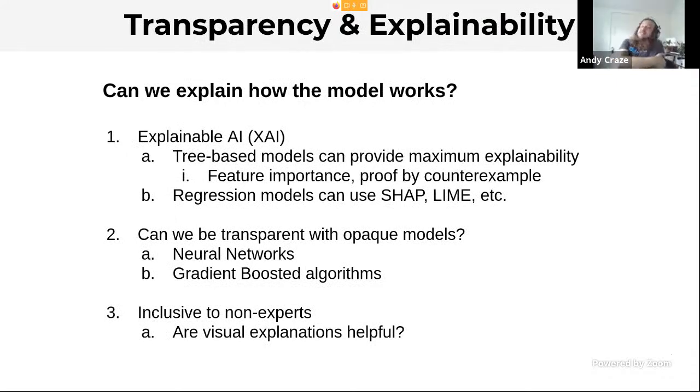Okay, transparency and explainability. This is a big one. One of our core values here at the Wikimedia Foundation is radical transparency. So I think we really need to be able to explain how our models work, or at least give a good faith explanation of how we think it works. There's a lot I can say about the whole subfield of XAI, or explainable AI, but that could be its own topic. But here are some salient bits about it.